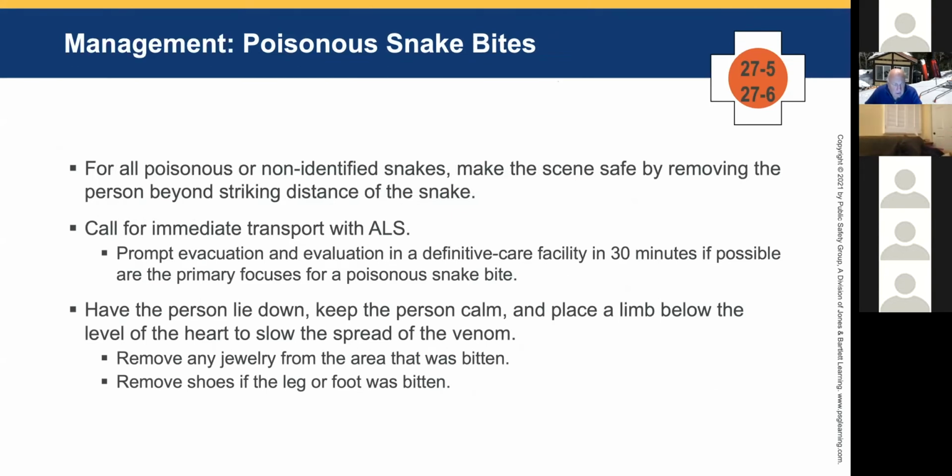Anybody want to make a comment? Why are we going to remove jewelry from the area that was bitten? For swelling reasons. Right, for swelling, exactly. Same thing for the shoes.